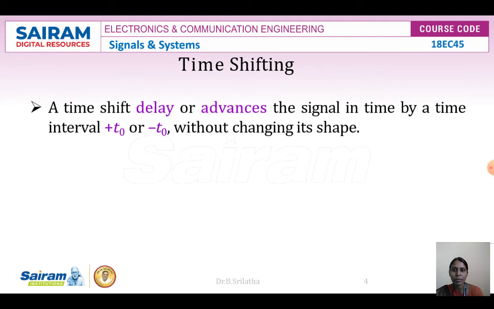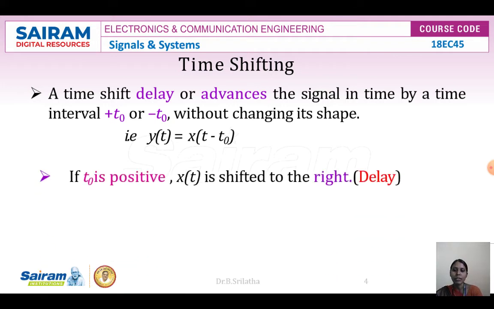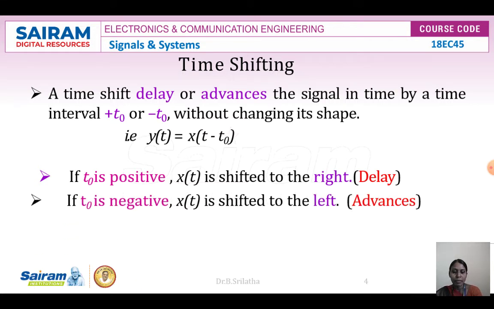Now we can see the time shifting. The delay or advance of the signal in time by the interval plus t naught or minus t naught does not change the amplitude or shape of the signal. If you want to represent it as an expression, y of t is equal to x of t minus t naught. If t naught is a positive value, we shift the original signal x of t to the right, which we call a delay. If t naught is negative, x of t is shifted to the left, that is an advance.